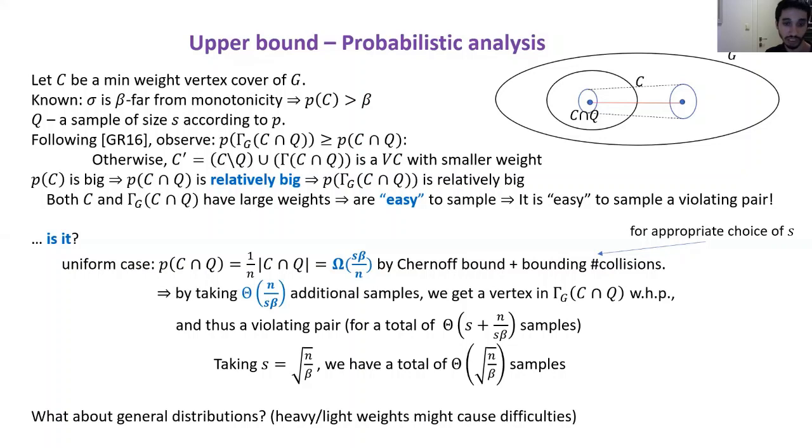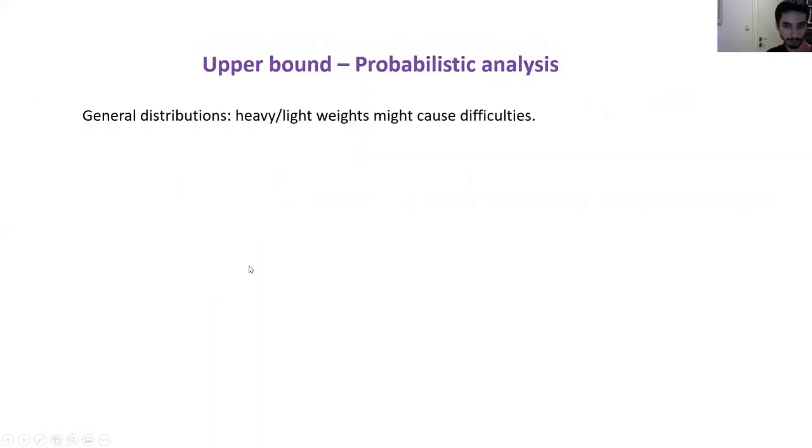But for a general distribution P, we might have some difficulties, because heavy weights might cause a large number of collisions, and light weights contribute less than 1 over n to the total weight of C intersection Q, maybe a negligible weight. To handle the difficulties caused by heavy and light weights, we prove the following claim.